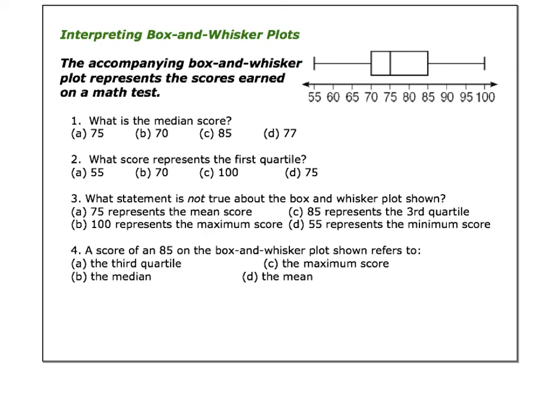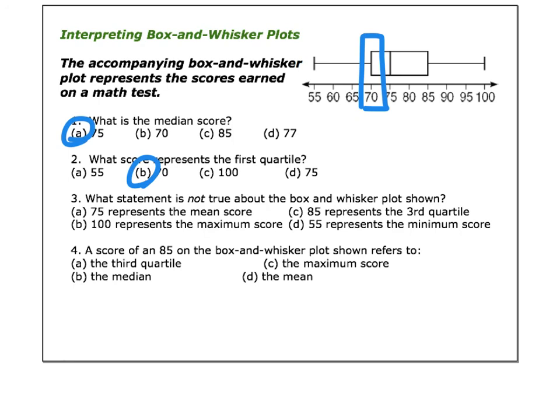Okay, I believe we're on our last slide here. Interpreting box and whisker plots. The accompanying box and whisker plot represents the scores earned on a math test. Number 1, what is the median score? The median score can be found here, which is the second quartile. 75 is A. All right. Number 2. What score represents the first quartile? That would be 70. Quartile number 1, 70.